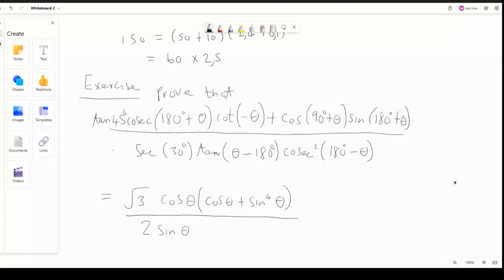So tan 45 is 1, sorry, tan 45 is 1. Cosec 180 plus theta is in the third quadrant. Cot minus theta is in the fourth quadrant. Sine 180 plus theta is in the third quadrant. So sec, that's first quadrant, theta minus 180. So are you sure about this also? Okay.